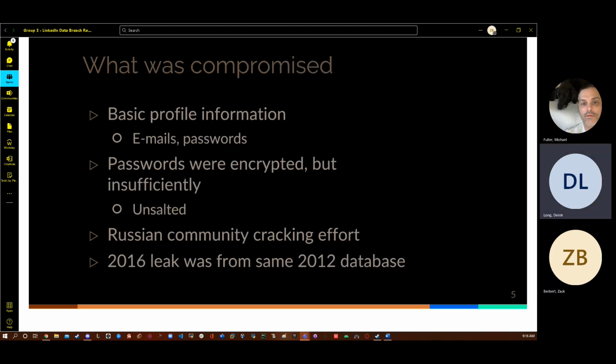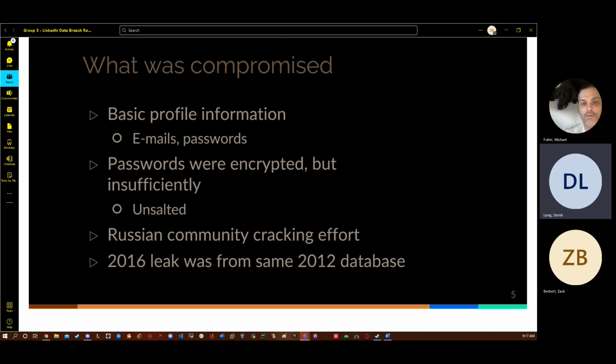We have disclosed that basic profile information was compromised, most importantly user emails and encrypted passwords. Now, the passwords were indeed encrypted, but they were encrypted weakly: SHA-1, unsalted. We'll detail why that was a problem in a little bit. The threat actors shared the database in a Russian hacking forum, and they were all able to collaborate and crack the rest of them within a mere number of days.